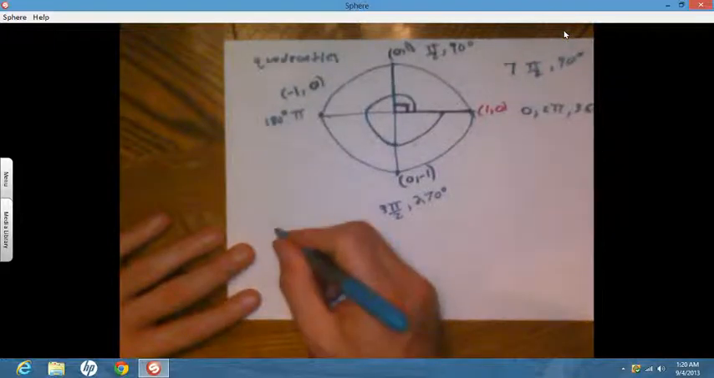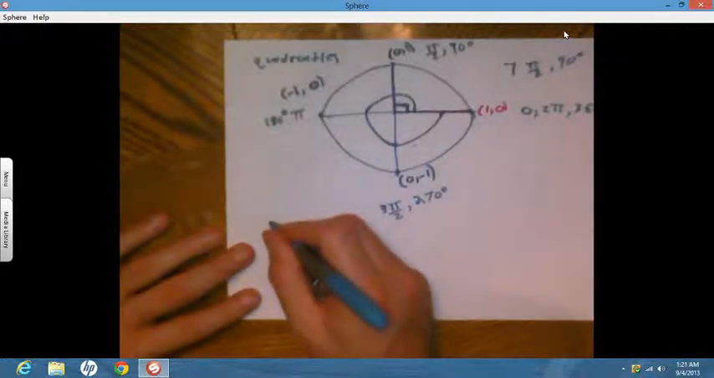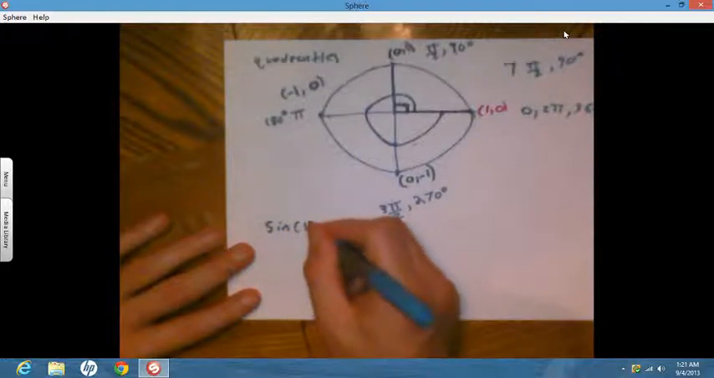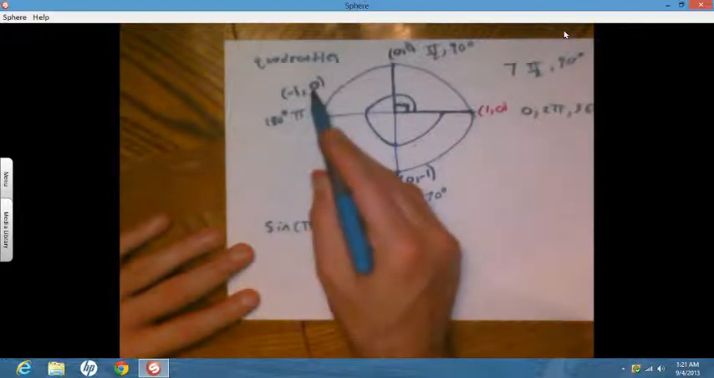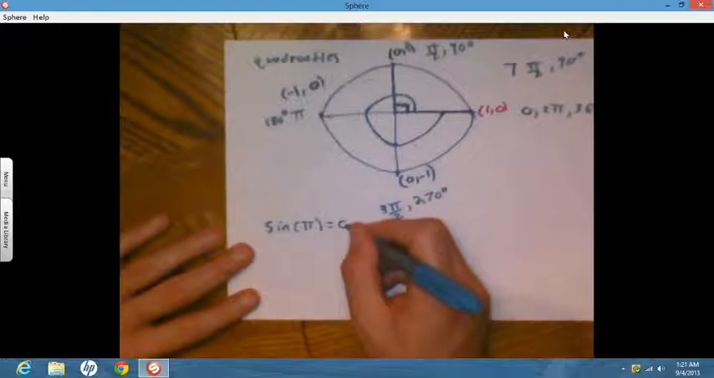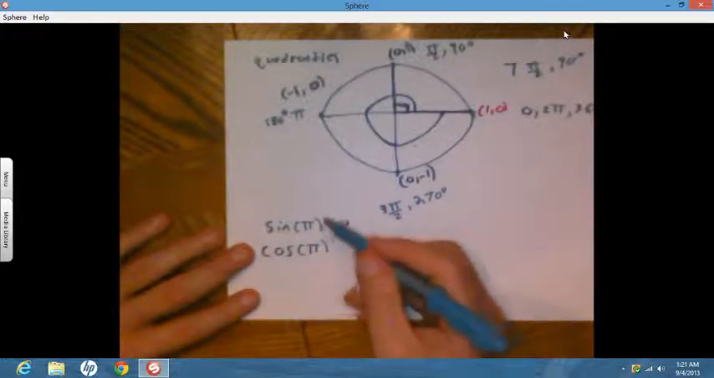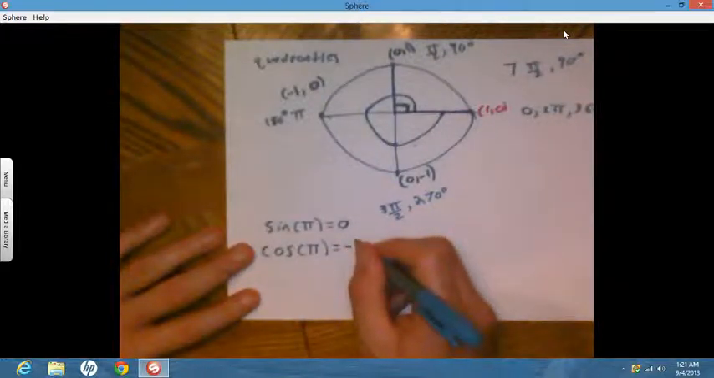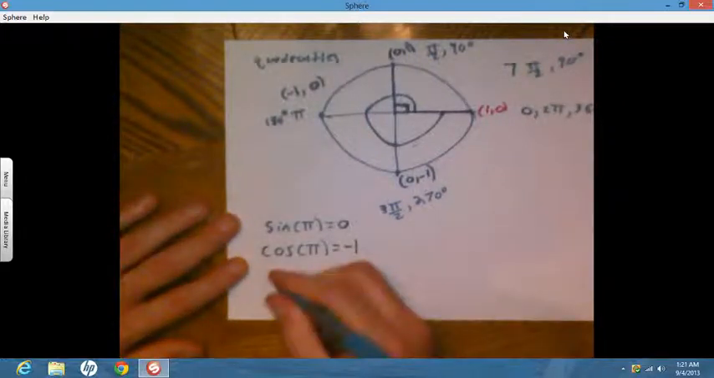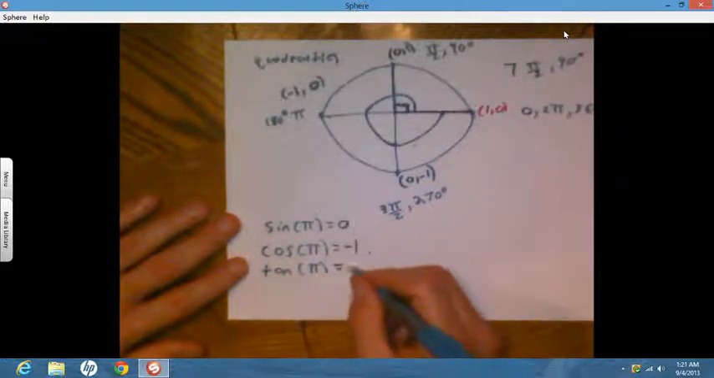Now, if you forget these, you can look them up in a table in your book, but I'm going to do a couple of examples. Let's find the sine of pi radians, or 180 degrees. Well, that's this point over here. My x-coordinate is negative 1, but sine is defined as the y-coordinate, so the sine of pi is going to be 0. And the cosine of pi, well, my x-coordinate is negative 1, so the cosine of pi is going to be negative 1. And the tangent, which is y divided by x, so the tangent of pi is going to be 0 divided by negative 1, which is 0.